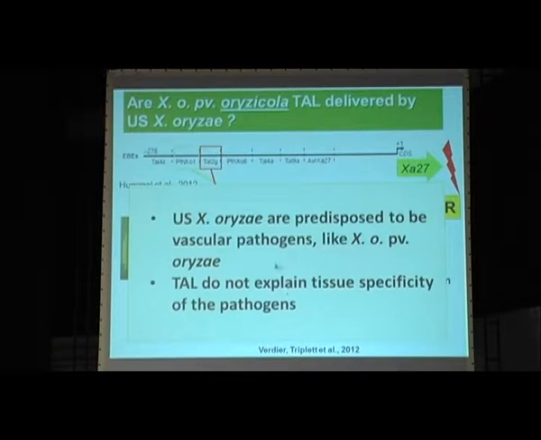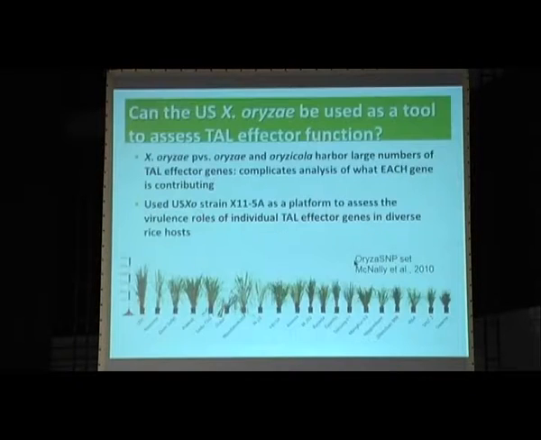So, our hypothesis is that the U.S. strains are predisposed to be vascular pathogens, that they're predisposed to be Xanthomonas oryzae type pathogens, and that the TAL effectors that we've tested so far do not explain tissue specificity of the pathogens. So we now know a little bit more about the biology of this organism. But I'd like to conclude by talking about, can we use this U.S. Xanthomonas oryzae strain as a tool to assess TAL effector function in plants?